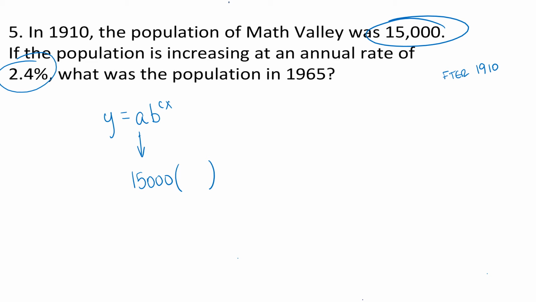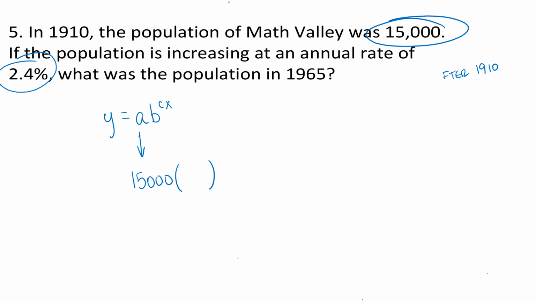B is not 0.024. We're getting closer because that's a decimal, but if B was 0.024, it's bad news for the population. It's going from 100% down to 2.4%. That's a major decrease. It's also not 100 minus 2.4. That would be if it was decreasing at 2.4%. What B is, I'll use lowercase this time, B is 100 plus 2.4, 102.4% as a percentage. So as a decimal, it is 1.024. That's what your B is.